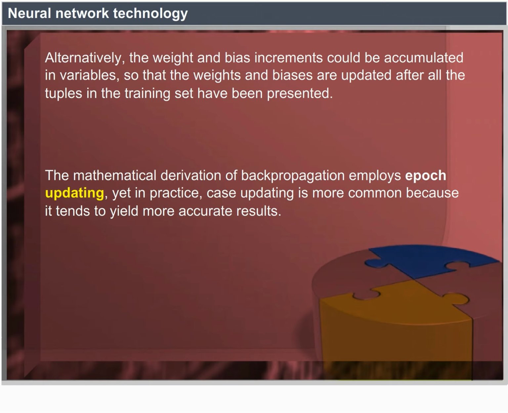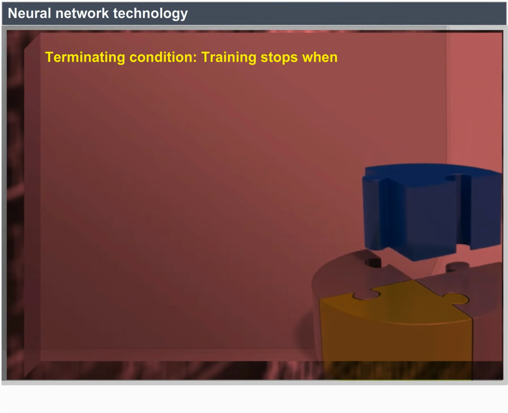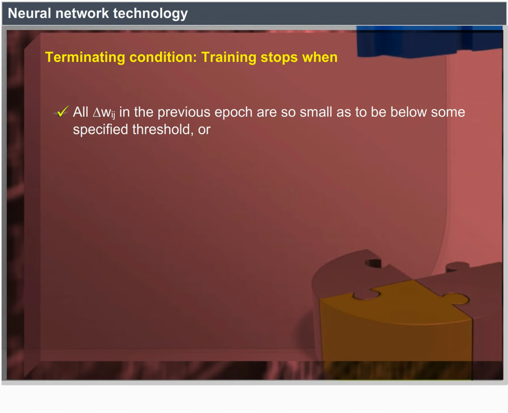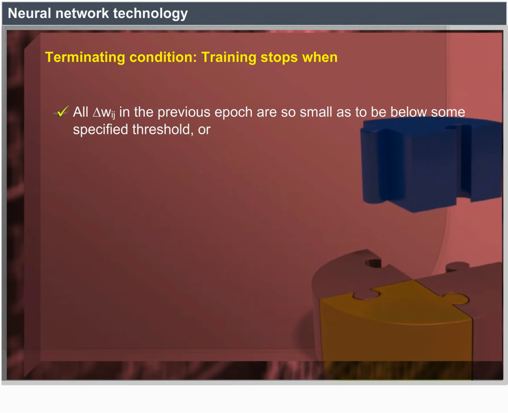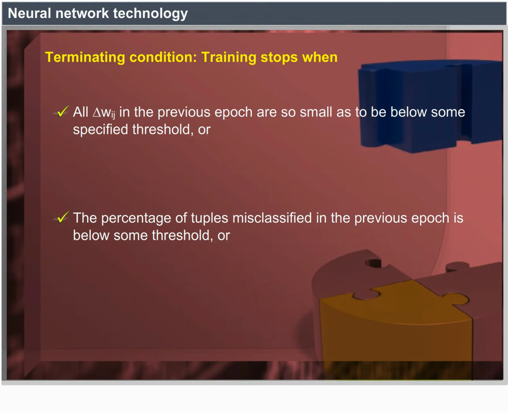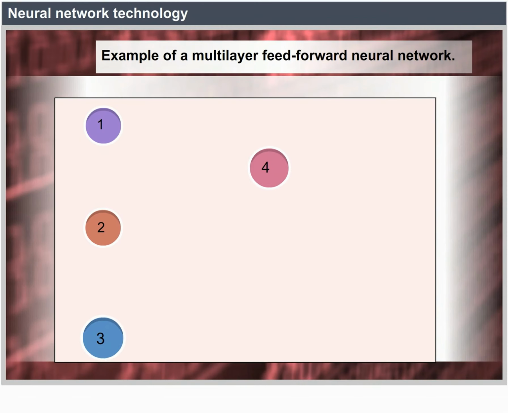Terminating condition. Training stops when all delta wij in the previous epoch are so small as to be below some specified threshold, or the percentage of tuples misclassified in the previous epoch is below some threshold, or a pre-specified number of epochs has expired. The figure shows an example of a multilayer feed-forward neural network.